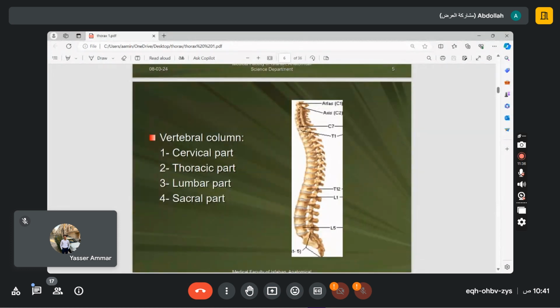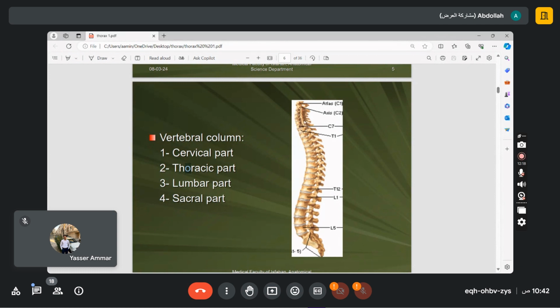First I start with the vertebral column. The vertebral column is divided into four sections: the cervical part, the thoracic part, the lumbar part, and the sacral part. In the cervical part, we have seven vertebral bones. In the lumbar part, we have 5 lumbar bones. In the thoracic part, we have 12, and in the sacral, we have 5 bones.